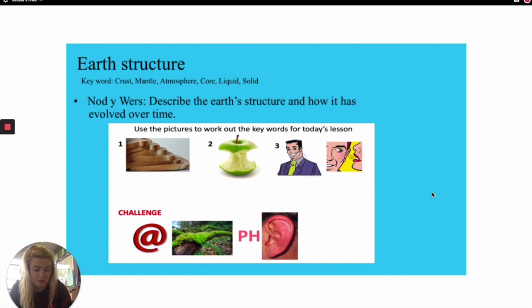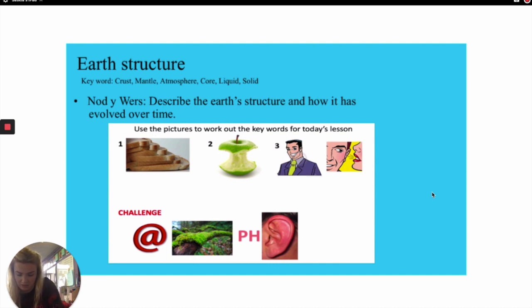What I want you to do is to fill in the date, the title, the nodder words, which is the learning objectives, what we're going to do today: describe Earth structure and how it's evolved over time. And then have a go at guessing what these words mean. It's a nice, easy starter activity. Just fill it in. Okay, obviously pause the slides as we go. Whenever you need to pause, I'll try and help you to press pause, but you guys are going to know where you need to pause to fill it in.